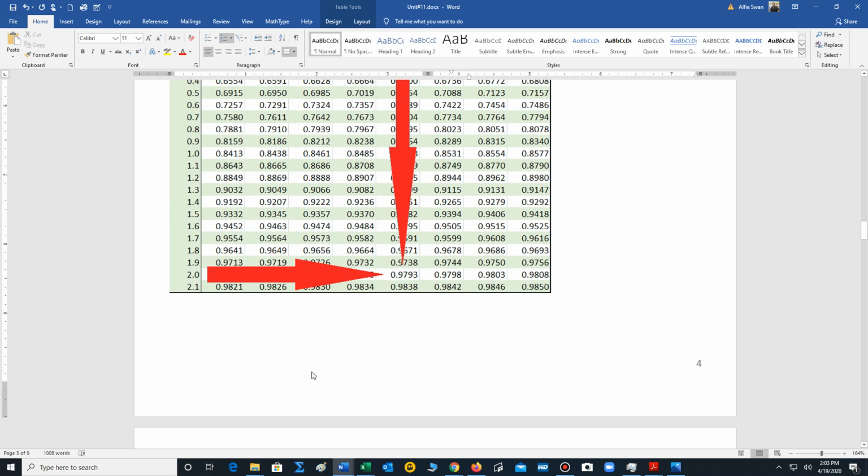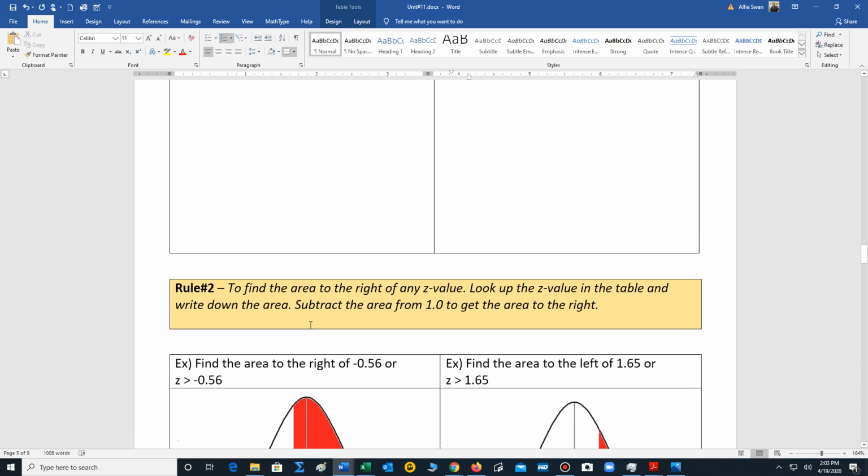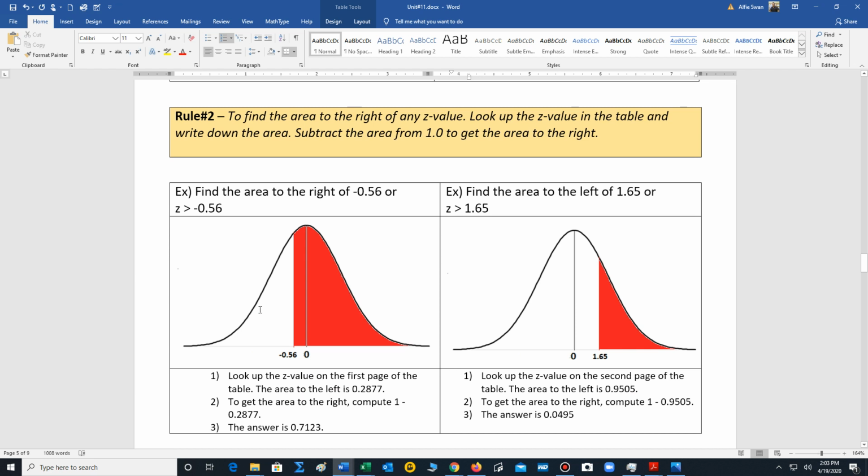That's pretty simple. Now our second rule is to find the area to the right of any z-value. So now instead of just looking up our area to the left, we want an area to the right. Well, all you do is you still look up the area to the left. Let's look at this example. You look this area up to the left, but remember the entire area is equal to 1. So you subtract that area from 1, and this red area is what's left over.